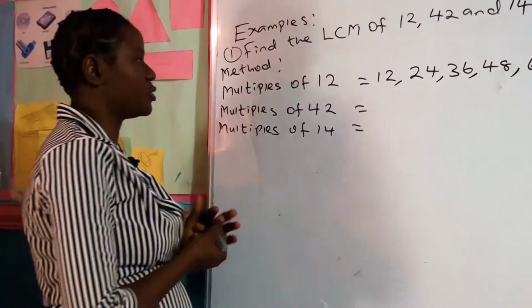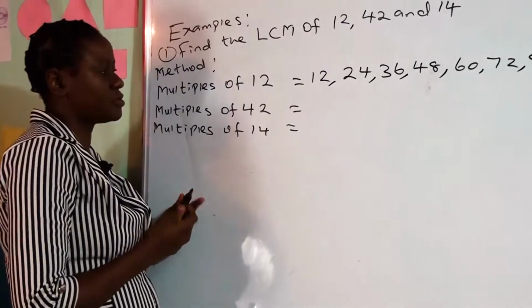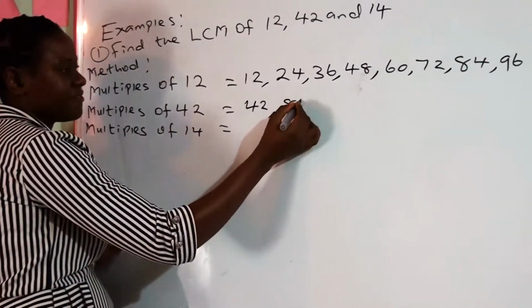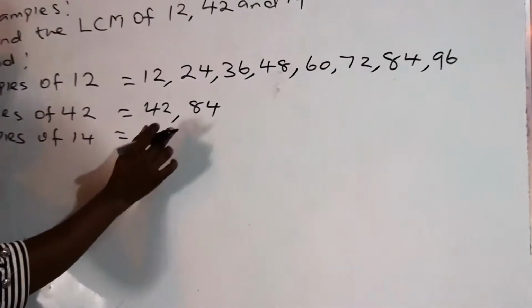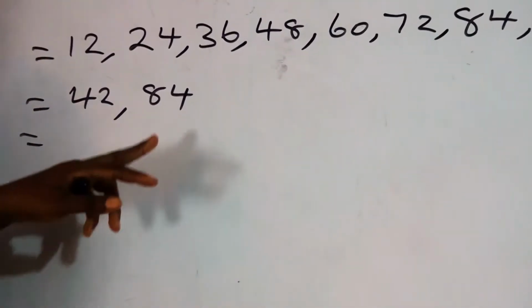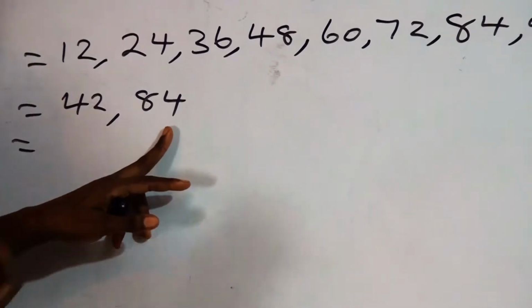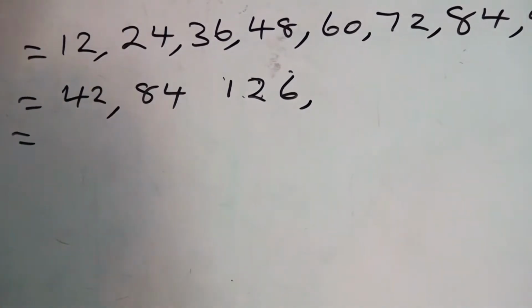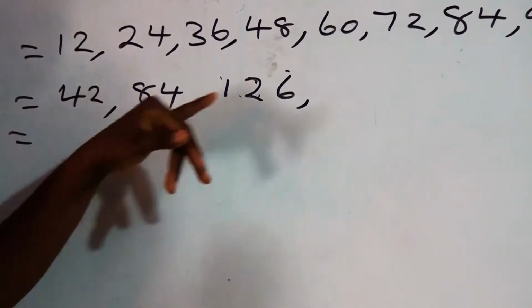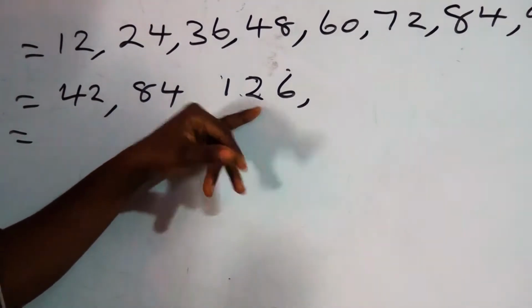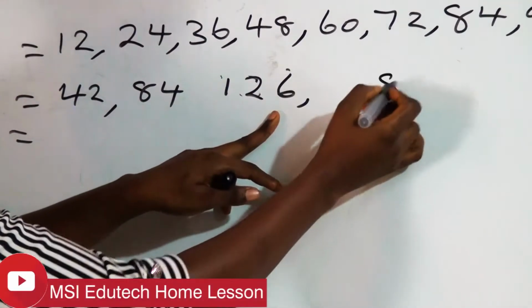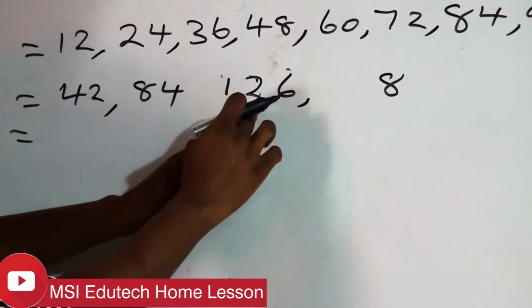Let's look at the multiples of 42. The first multiple of 42 is 42, then 84. 84 plus 42 will give us the next multiple. So we have 126. The next multiple of 42 will be 42 plus 126, that will give us 168.